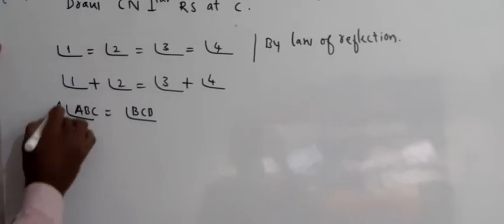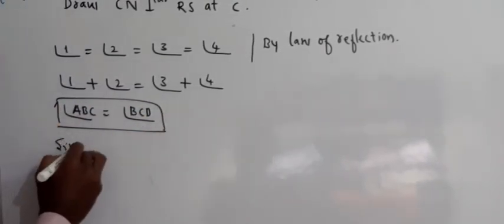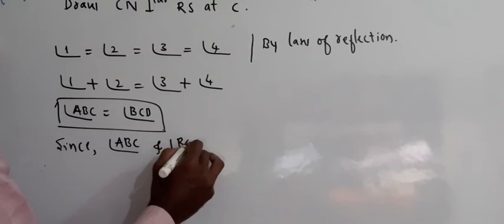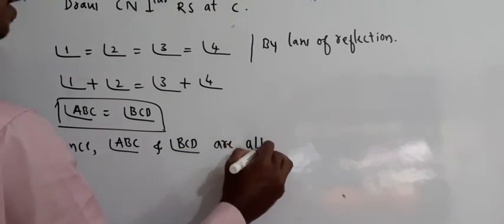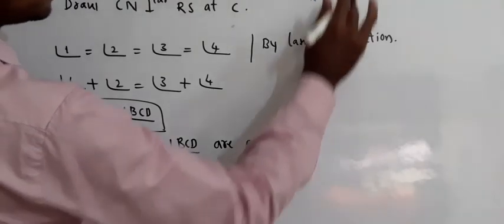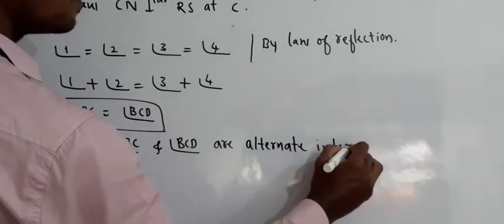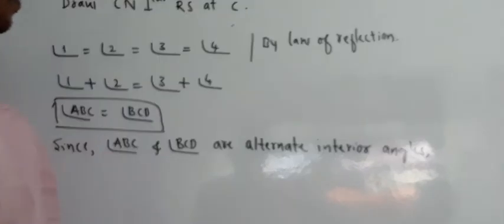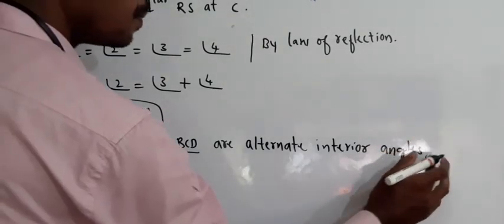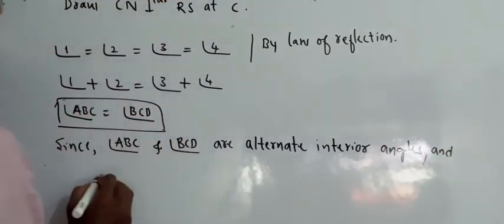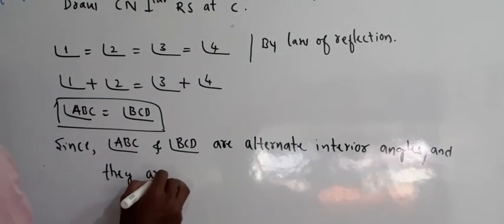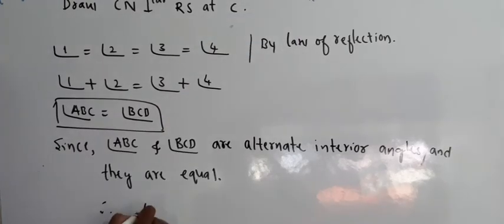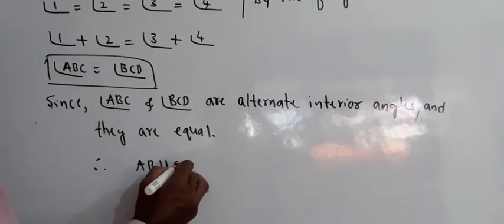So, since angle ABC and BCD are alternate interior angles and they are equal, therefore AB is parallel to CD.